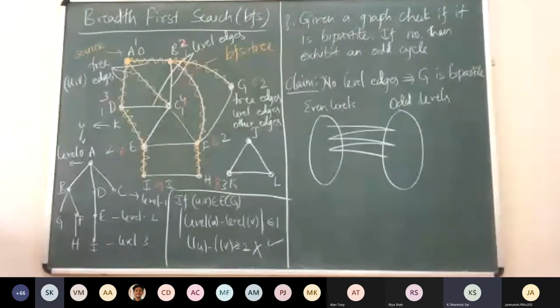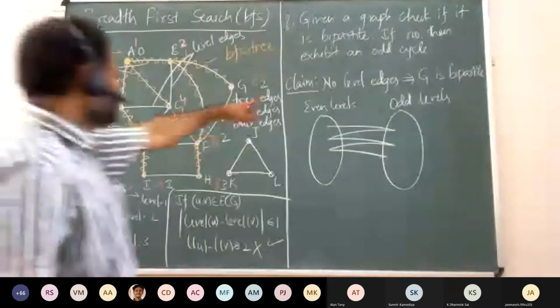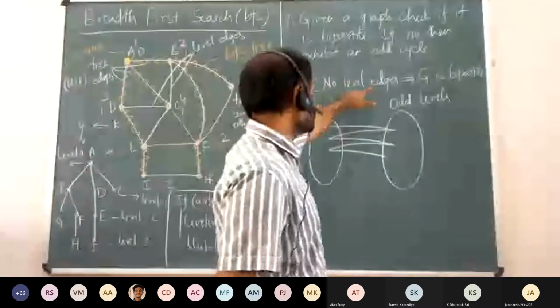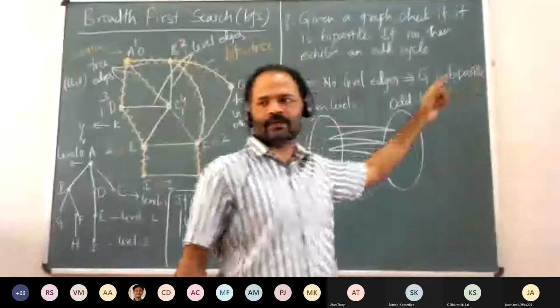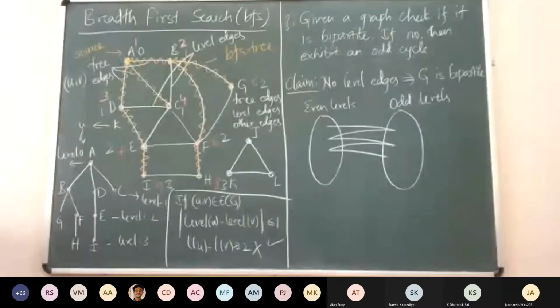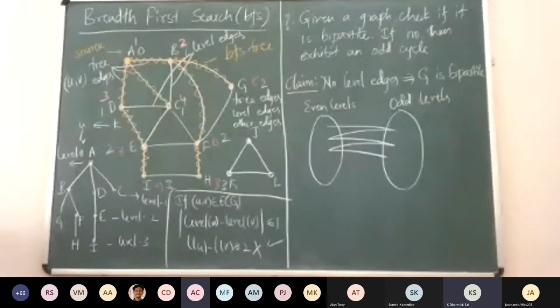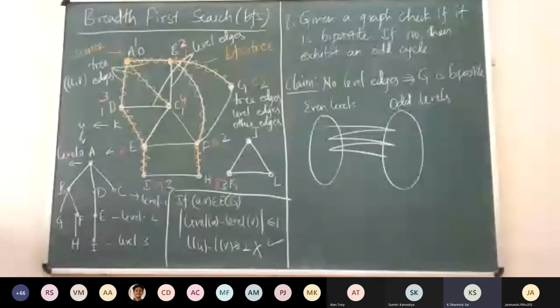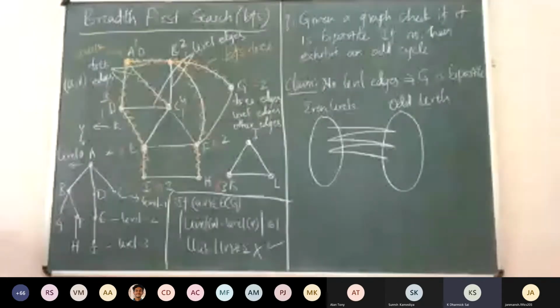Sir, if there exists a level edge, claiming that if we have no level edges, then it may be true, I think. Yeah, that is what we are assuming, right? We are assuming that there are no level edges. Then we need to prove that it is bipartite. That's the assumption. Sir, we can prove that if there is a level edge, then there exists an odd cycle. That's the other way around, right?